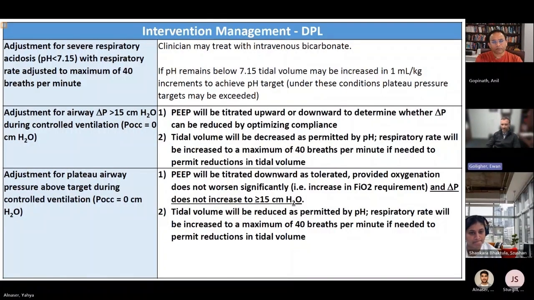The PEEP can be titrated downward if the plateau pressure target is exceeded, provided the driving pressure doesn't go up. Obviously, sometimes if the PEEP goes down, the patient de-recruits and the driving pressure can go up. In those cases, you would put the PEEP back up and then try turning down the tidal volume as permitted by the pH. These are management decisions that, as clinicians, you're very familiar with. We're just changing the target slightly. Next slide.